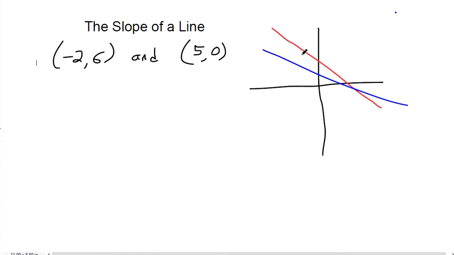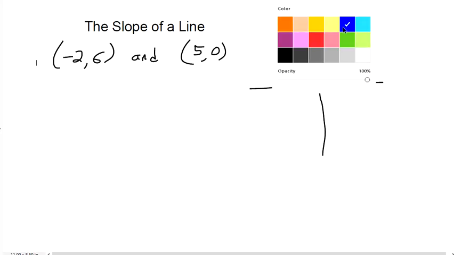The red line is a little steeper, right? It's a little steeper than the blue line. We have a way of quantifying that, and that's called the slope of a line. A slope tells us how quickly the line is changing.